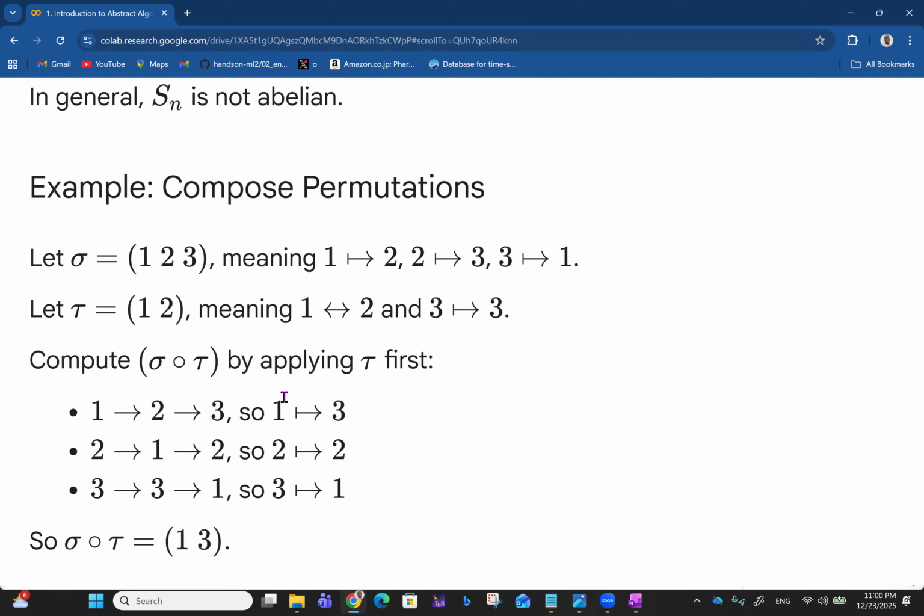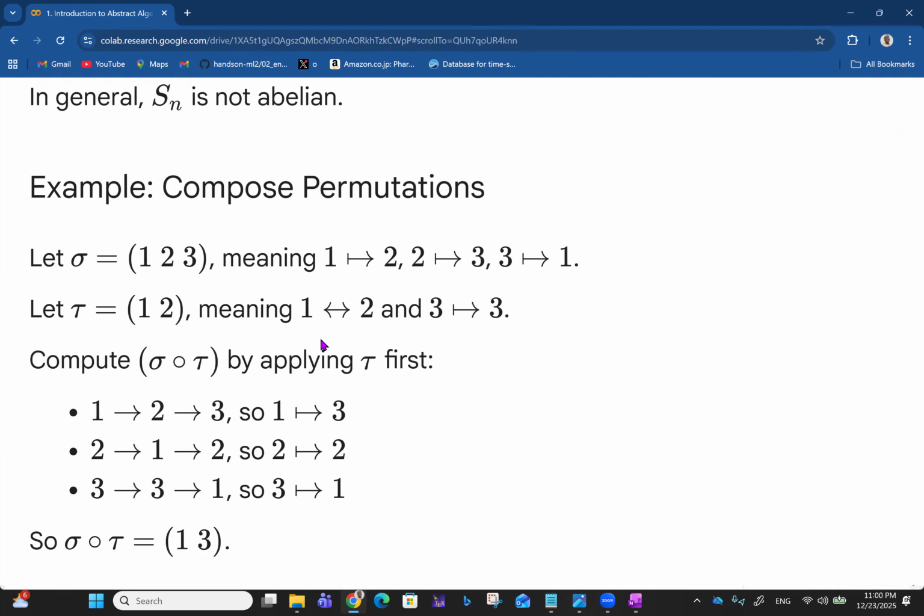So tau is (1 2), meaning 1 goes to 2 and 2 comes back to 1. Sigma is 1 to 2, 2 to 3, and 3 to 1. The 3 going to 3 isn't necessary. So let's compute sigma after tau, by applying tau first.